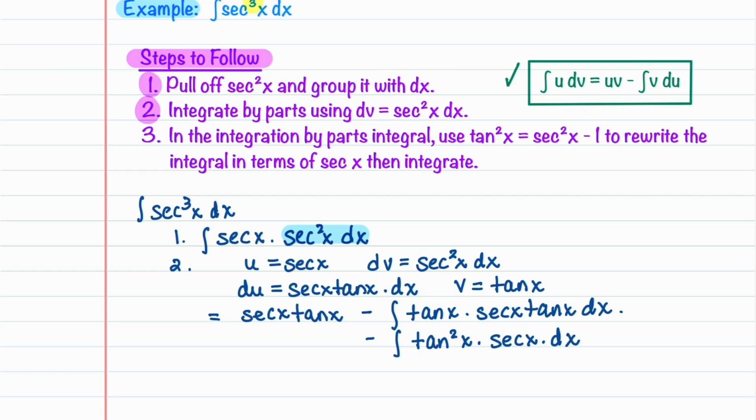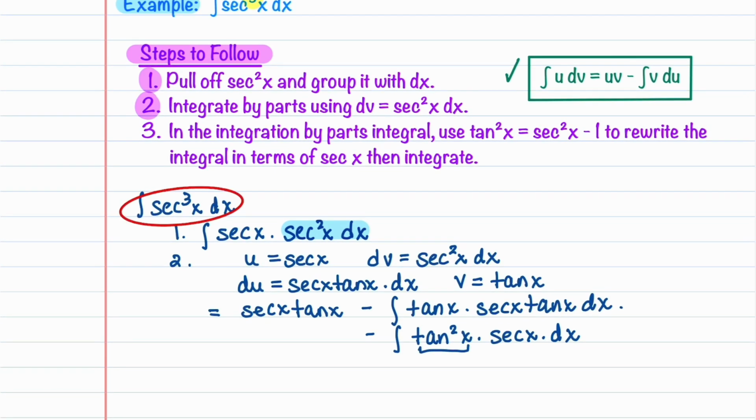Now we have to think about what to do. The derivative of secant is secant tangent, so that's not going to help. The derivative of tangent is secant squared, so that's not going to help. So let's see, what else could we do? We could change our tangent squared right here into secant squared. What would that give us? Let's see. If we changed it into secant squared, we would get a secant cubed, and then we could combine that with our original integral. So that's what we're going to do.